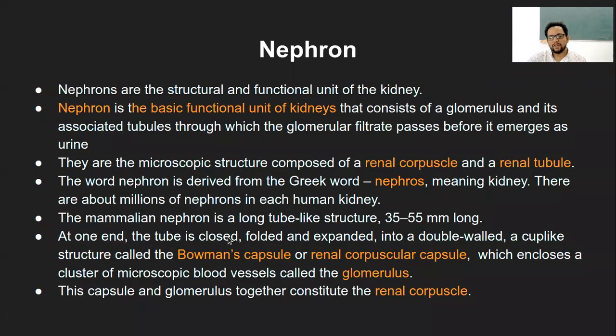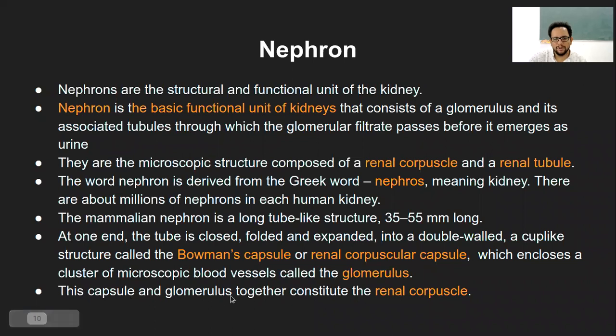So at one end, the tube is closed. That means there is no opening on that side. It is folded and expanded into a double-walled cup-like structure called Bowman's capsule. It is also known as the renal corpuscular capsule. So it just has different names, nothing else, which encloses the cluster of microscopic blood vessels called the glomerulus. There is a big network of capillaries or blood vessel cluster, that is what we call the glomerulus.